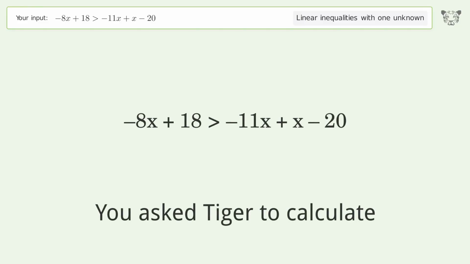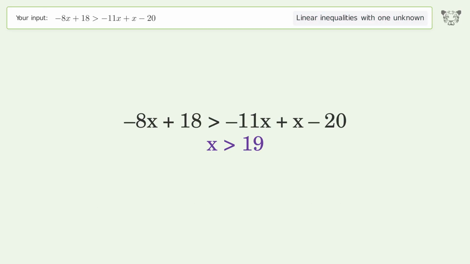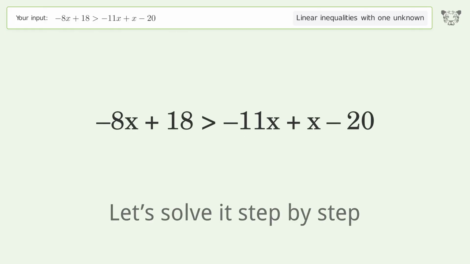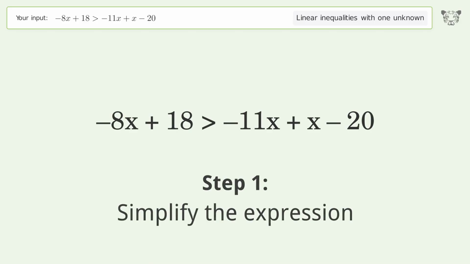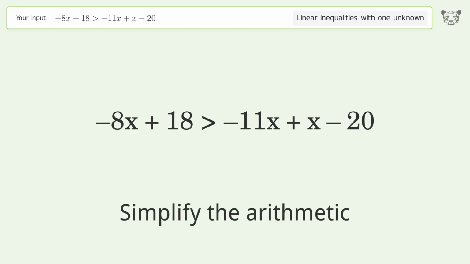You ask Tiger to calculate. This deals with linear inequalities with one unknown. The final result is x greater than -19. Let's solve it step by step. Simplify the expression. Simplify the arithmetic.